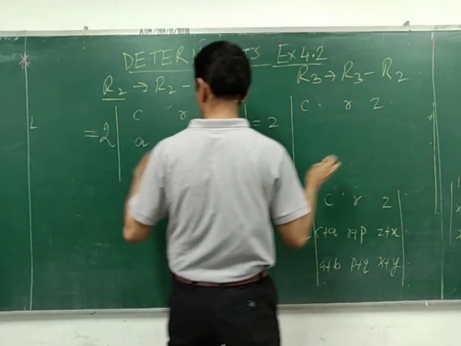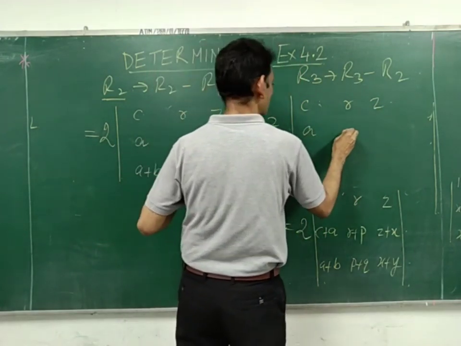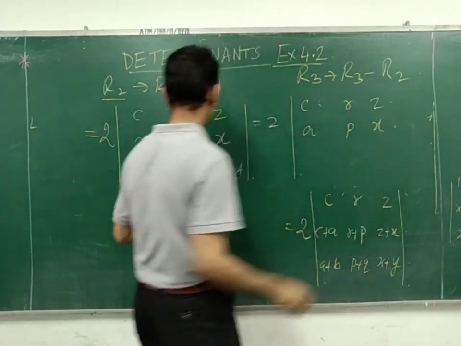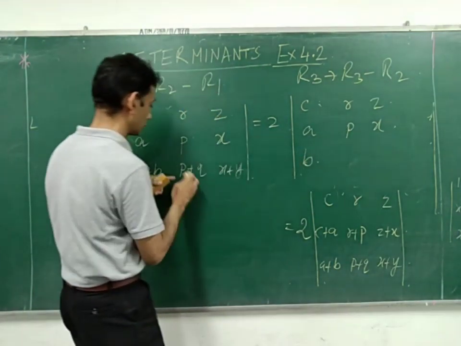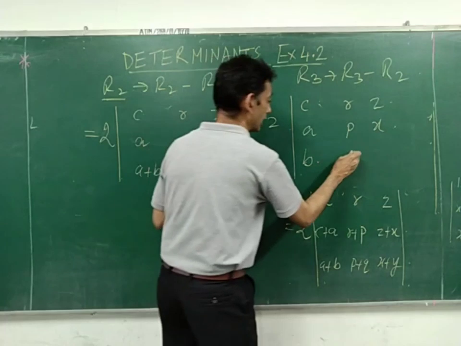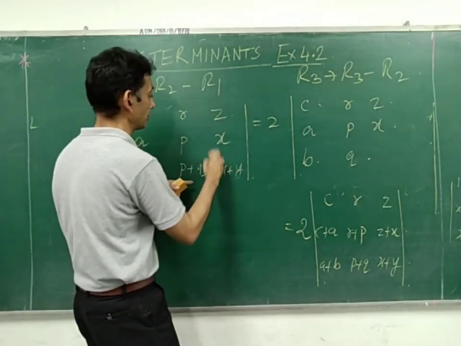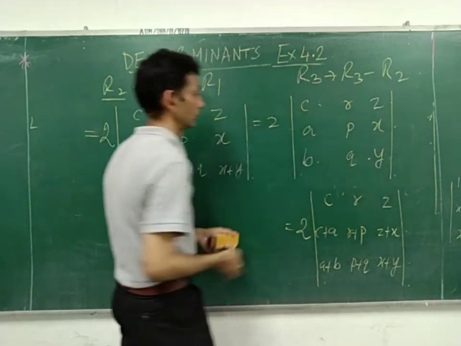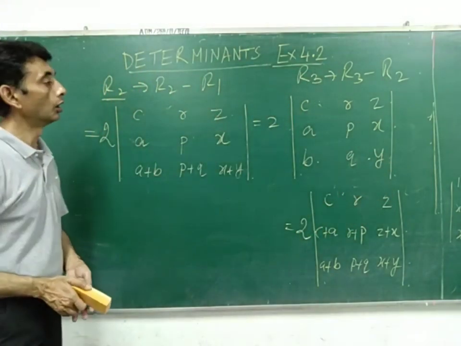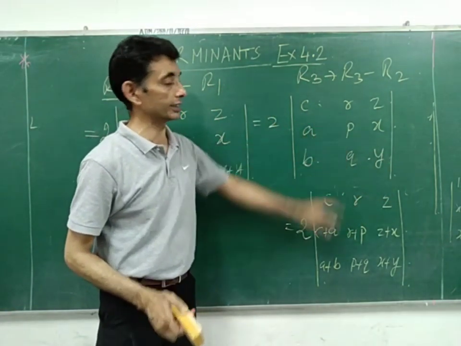So if you change that, C, there is no change with the first row, C, R, Z. So it will be A, P, X, and A plus B minus A, so only B will be left out. So P plus Q minus P, Q will be left out. Then X plus Y minus X, what will be left out? Y. Okay? So finally, you got a determinant on the right hand side.